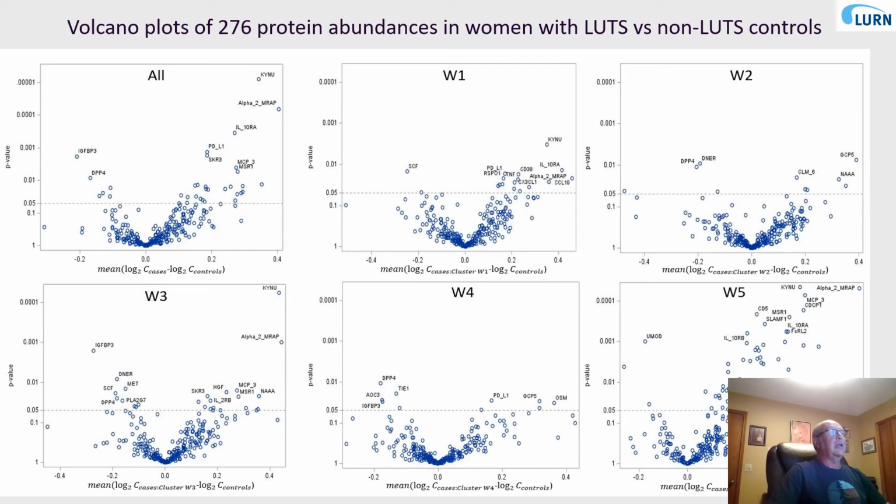We used Olink assay to measure abundances of 276 proteins in serum of 230 women with LUTS and compared them with 30 controls. The first volcano plot demonstrates the presence of multiple significantly different overabundant and underabundant proteins in all 230 women with LUTS relative to controls. And the rest of the plots do the same thing for each of the identified clusters. While some of the differentially abundant proteins have been associated with LUTS previously, such as TNF, IL-10, MSP, TGF, the majority of the proteins are novel.